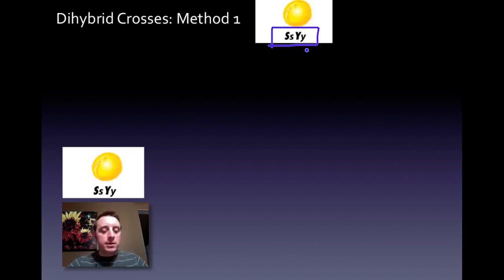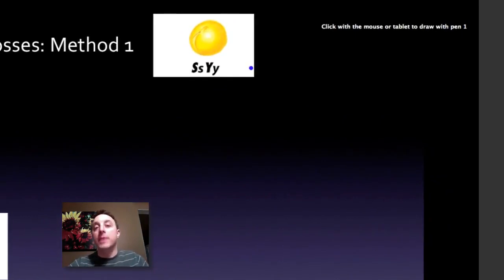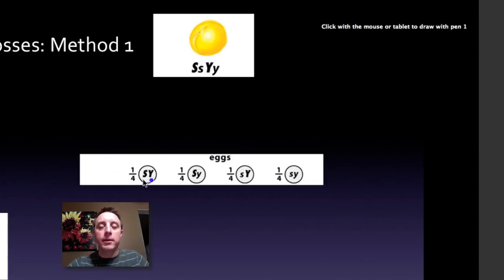And the first thing we need to do is figure out what the gametes will look like. Remember, gametes get one copy of each gene. So how many different gamete combinations are there for these individuals? The way that we do that, we use a method called FOIL, which you may recognize from math class. Okay, here are the four possible gamete combinations in the eggs.